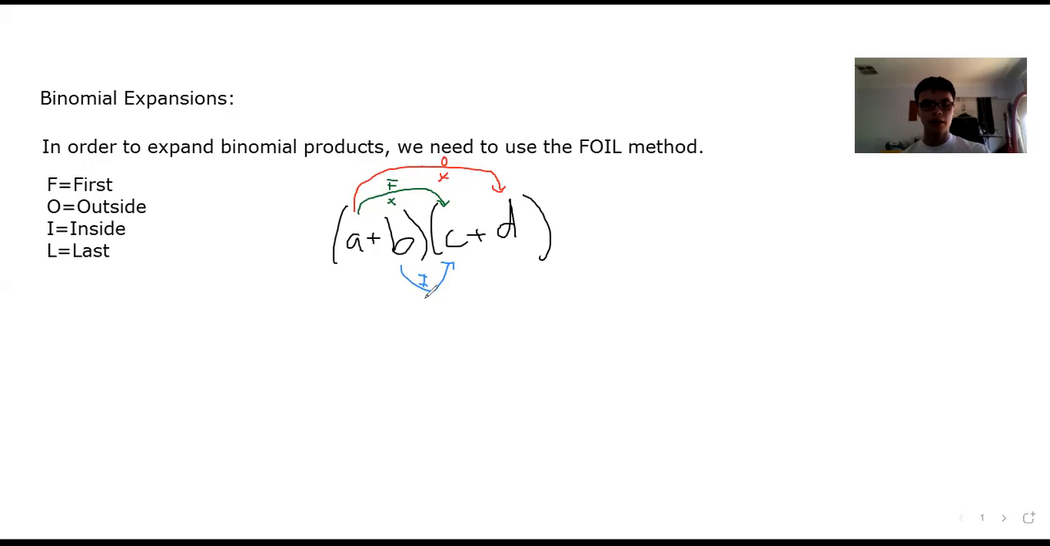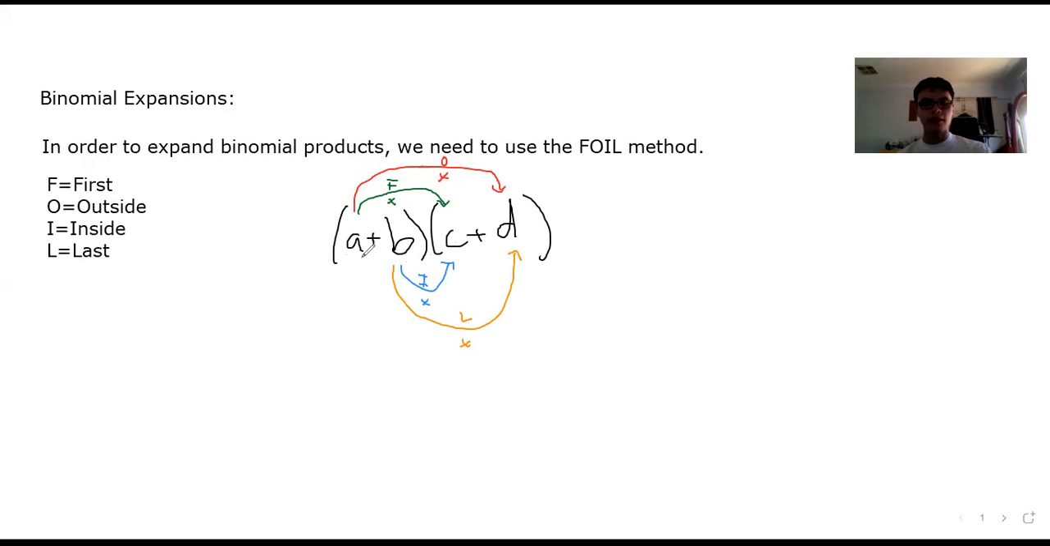That's multiplying the inside part, and then the last part is that we're going to multiply, which color do I want to use? Let's use orange for this last part. We're going to multiply the last term by B. So we're going to multiply B by D. So that's going to be our last term.